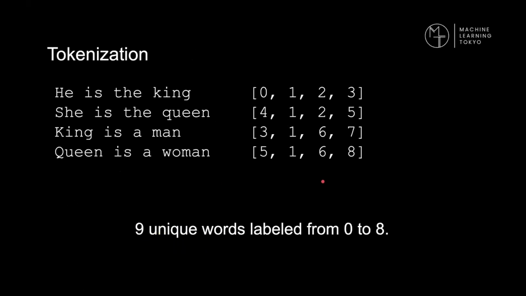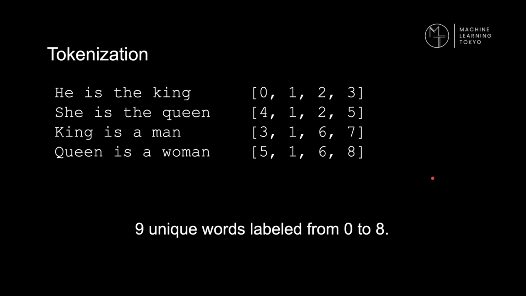Also, we talked about tokenization. Neural networks cannot ingest direct words. So what we do is, for example, here we have some strings: he is the king, she's the queen, king is a man, and queen is a woman. These are 9 unique words which we have labeled from 0 to 8. So now we have converted or mapped our strings or words or characters, and in this case, just words, to particular numbers. And now we can use these for our neural networks.